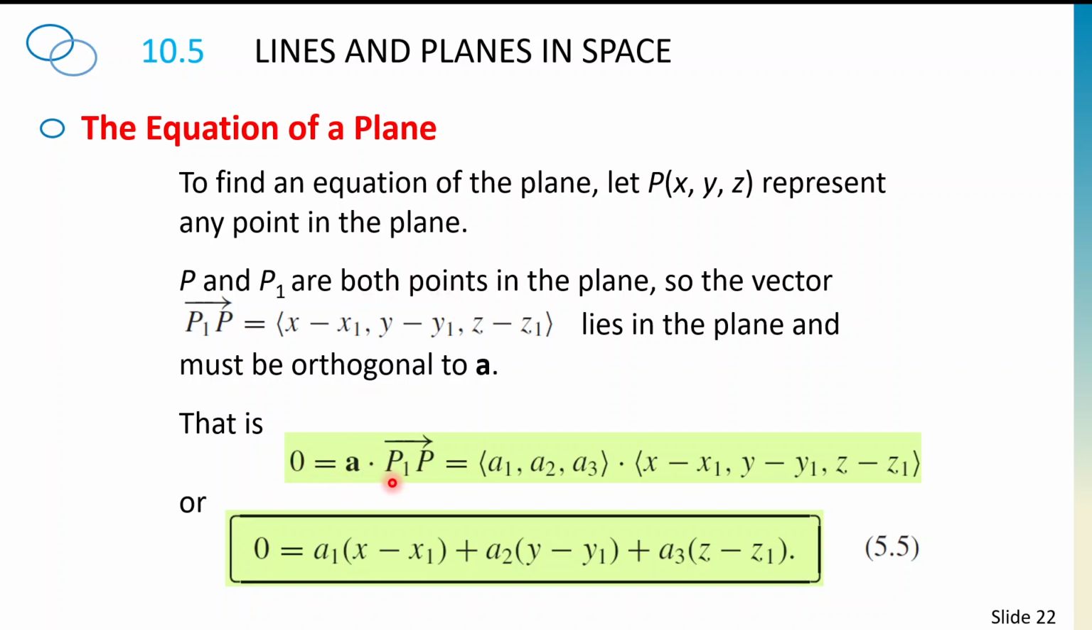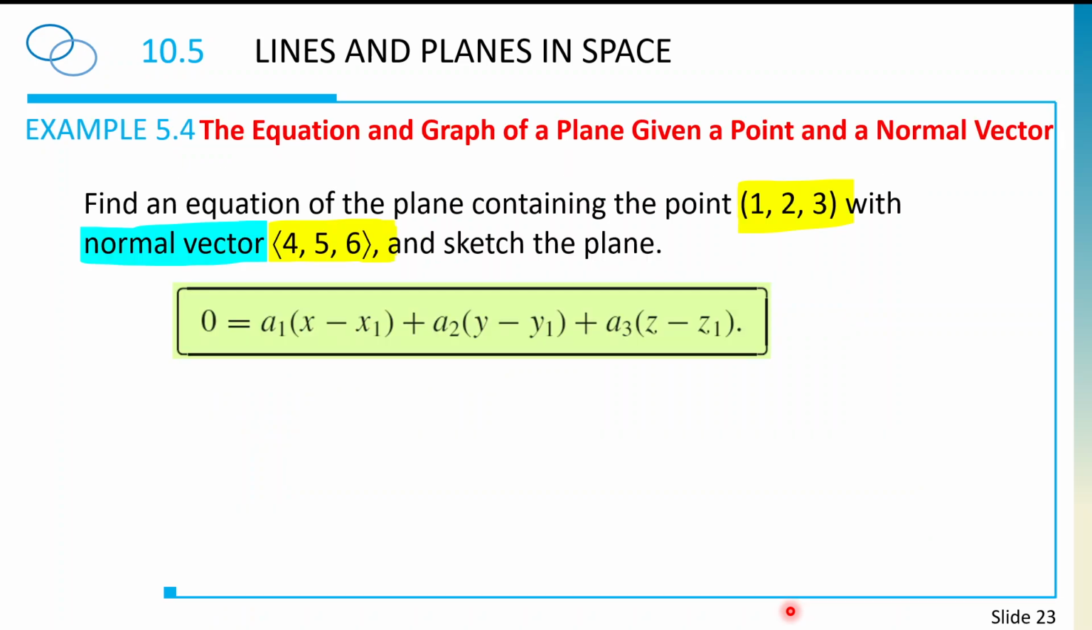Do the dot product. Remember how we usually do it: first component times the first, plus second times the second, plus third times the third. And this is what we get. This is now the general form of the equation of a plane. It looks like this. We have the normal vector, which we use for A1, A2, and A3, and the given point as x1, y1, z1. Fine. So this is case number 1 for us, the first case, the minimum requirement.